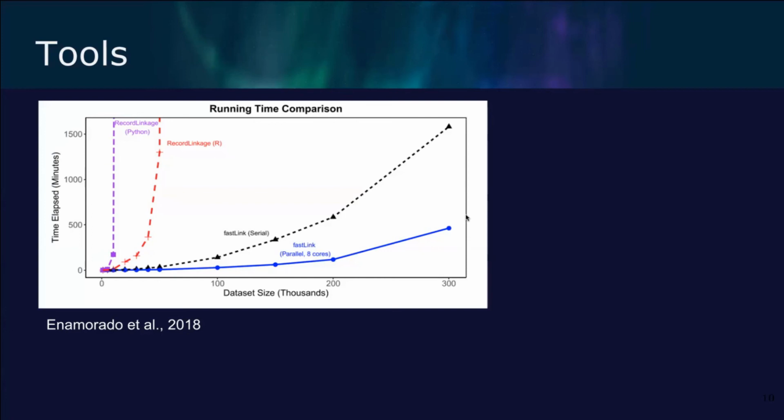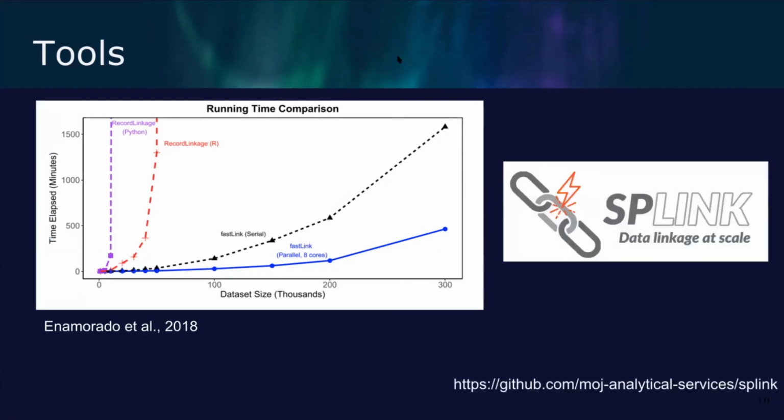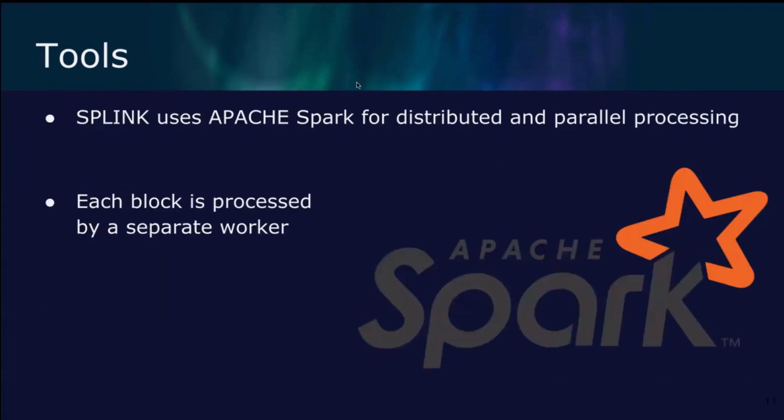And so what we ended up using was an open source package developed by the Ministry of Justice in the United Kingdom. They use the same methodology as FastLink, but they've implemented it using Apache Spark, which allows it to be really distributed and parallelized so that it can be more efficient. For those who haven't heard of Apache Spark, it's basically a data processing engine targeted towards large-scale processing tasks, and it makes it quite simple to distribute your tasks and do parallel processing.